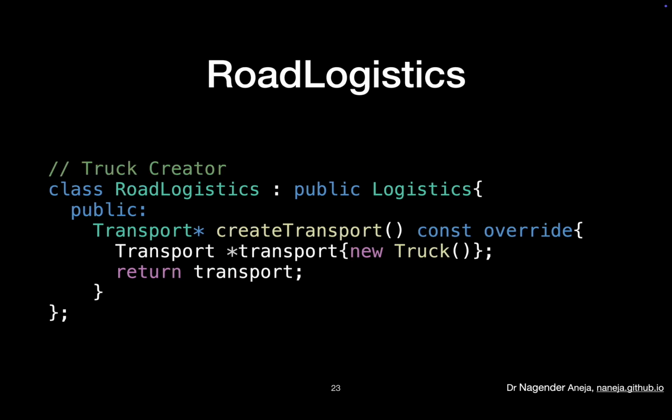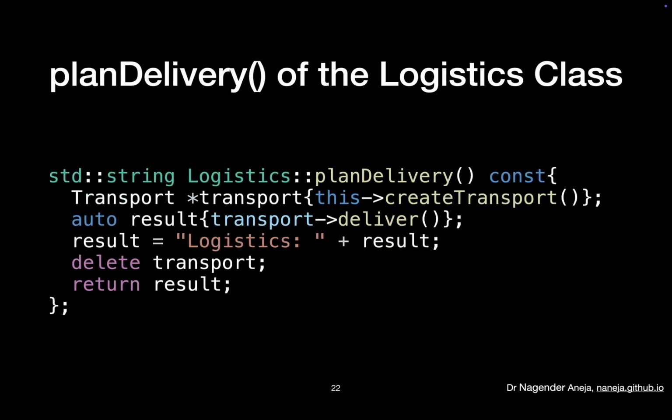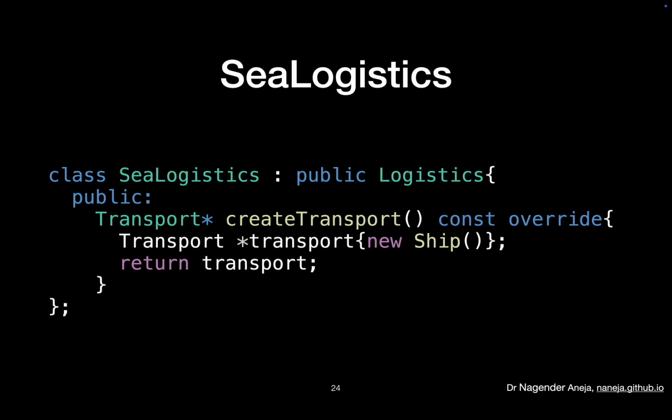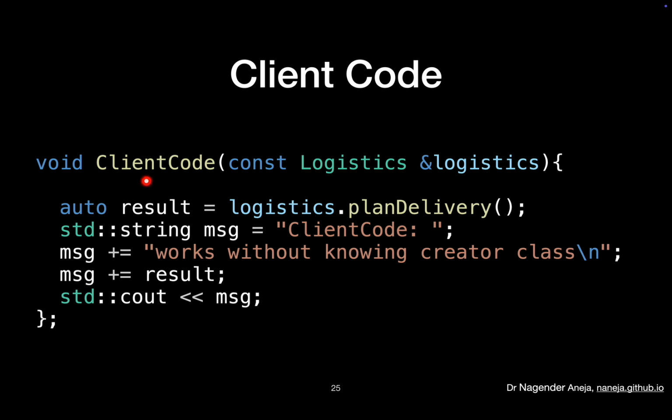Client code will accept something related to the logistics, not the sea logistics, not the road logistics, but the actual logistics. So this is our client code. It will accept some reference to the logistics, and then it will call plan delivery on that logistics, because plan delivery is a member function of the logistics class, so it can be called, right?